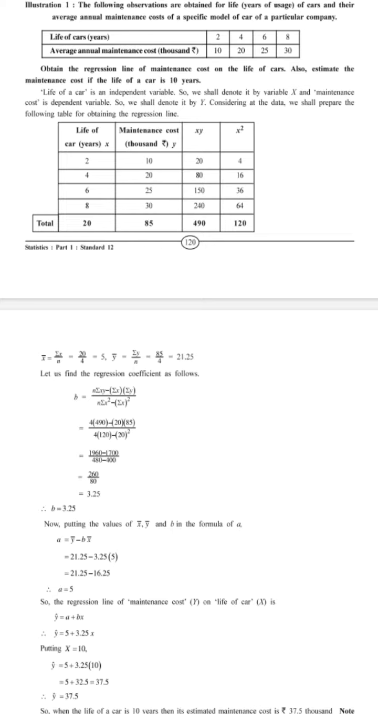See, first you have to multiply b with x bar, then you have to subtract it from y bar. Be careful with that. As we got a and b, putting into the regression line y cap equal to a plus bx, we get 5 plus 3.25x. In the question it is asked for 10 years, so put in the value of x as 10. We got y cap equal to 37.5. When the life of a car is 10 years, then its estimated maintenance cost is 37.5 thousand.